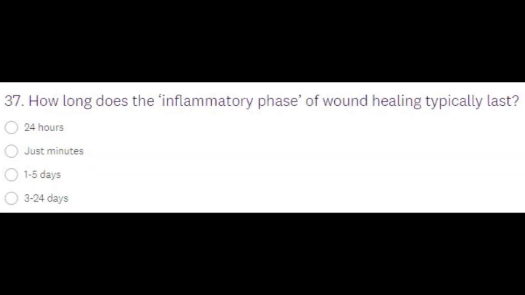Question number 37. How long does the inflammatory phase of wound healing typically last? So, I know the answer has already come to your mind. Anyways, let me read the options. Option A, 24 hours. Option B, just minutes. Option C, 1 to 5 days. And option D, 3 to 24 days. Option C, 1 to 5 days is the right answer. You have already come across this question in test 1, I believe. Anyways, 1 to 5 days, option C is the right answer.